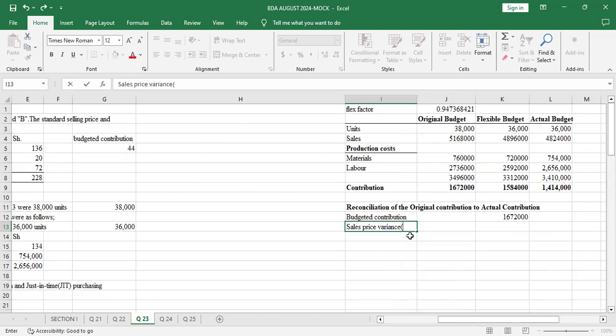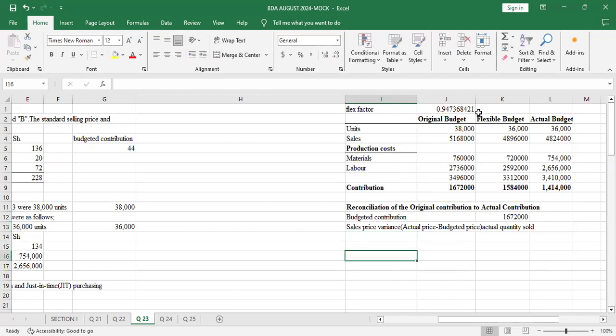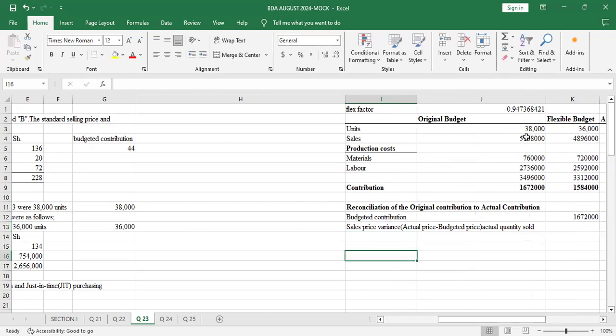So the formula for sales price variance is actual price minus budgeted price, then you multiply by the actual quantity sold. That's the formula. So allow me to extend that a little bit, so it's clear. Yeah, so we'll start.